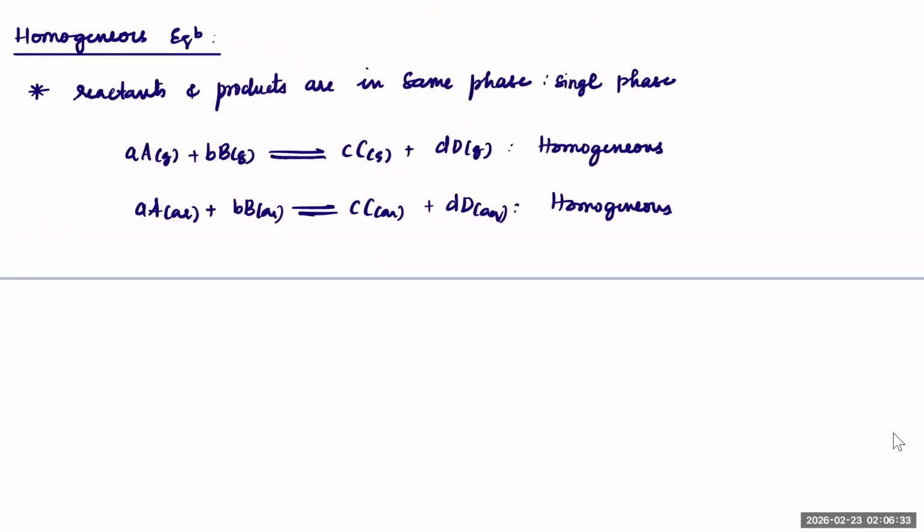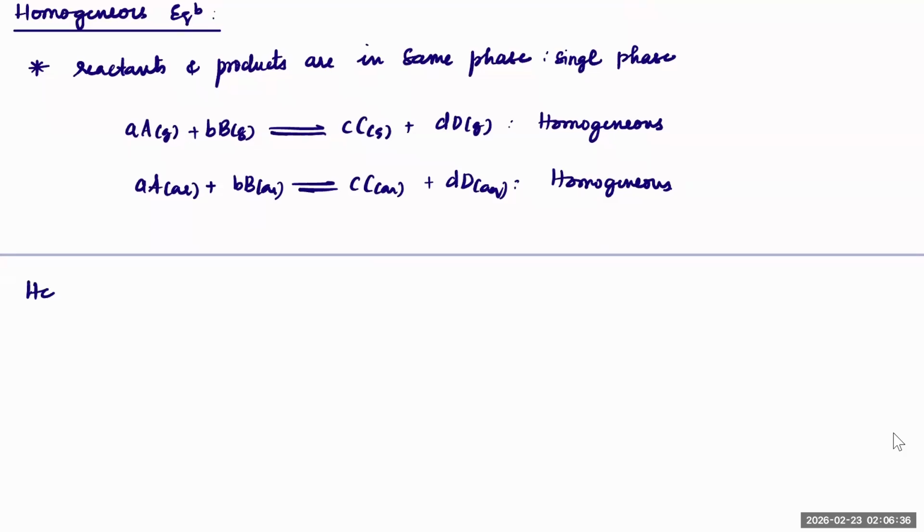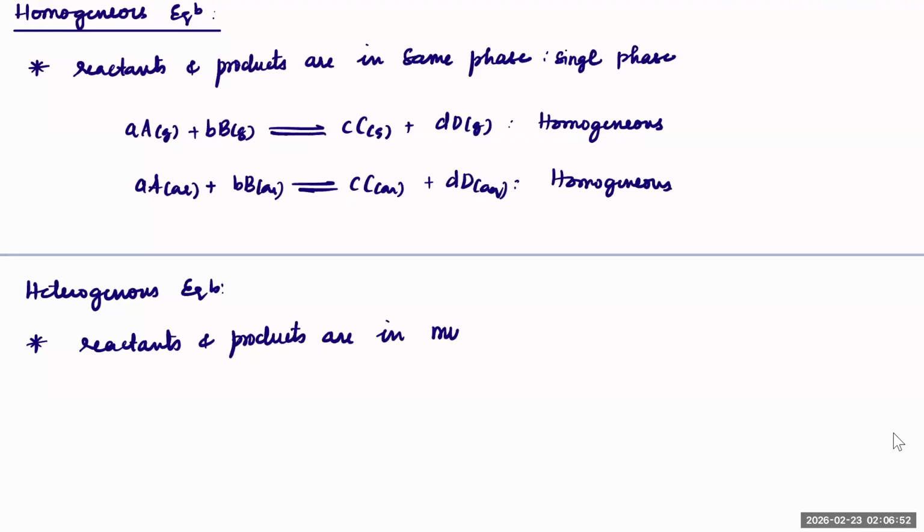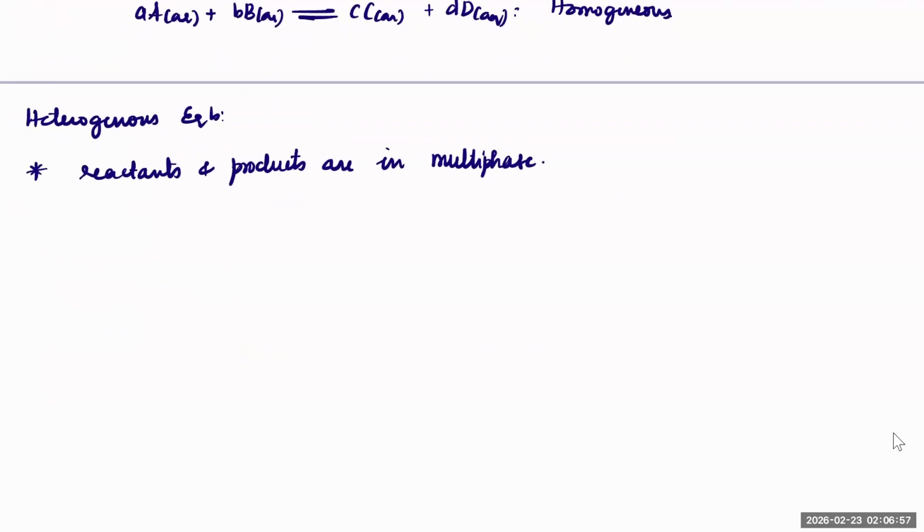Next, heterogeneous means it has multiple phases. Heterogeneous equilibrium means reactants and products are in multiple phases. Got it? So I'm sure you understand that if even one species is a solid, and it exists in equilibrium with a gas, then this is a heterogeneous equilibrium. Got it?